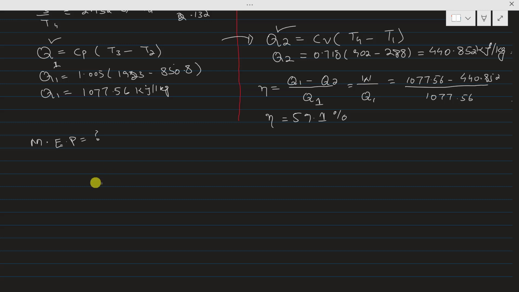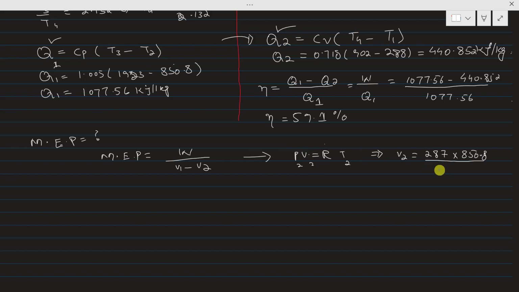In order to find the mean effective pressure, you must know what the mean effective pressure actually is. It is the work done by the cycle per unit volume. Here the volume under the piston is V1 minus V2. So we already calculated the work done. This is the difference of the heat supplied and heat rejected, and V1 and V2 need to be determined before finding the mean effective pressure.